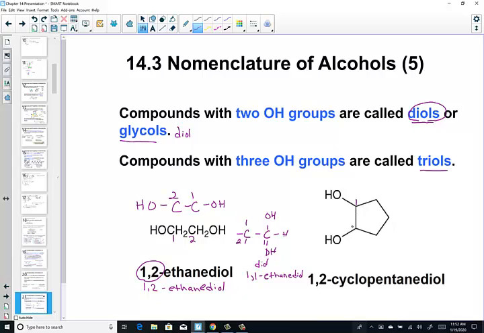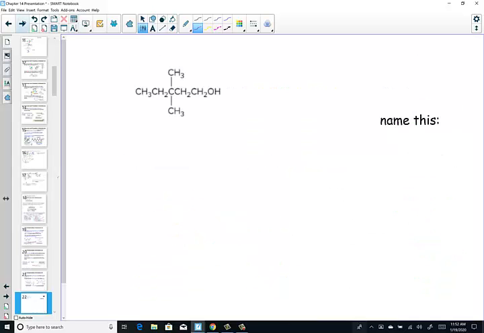Same idea here. Here's carbon 1, here's carbon 2 in a 5-membered ring. So you'll hear that as 1,2-cyclopentane diol. 1,3-cyclopentane diol, with cyclo all one word. Alrighty, you could have 1,4 or 1,1. They could be on the same carbon as well. So we're going to do some practices.